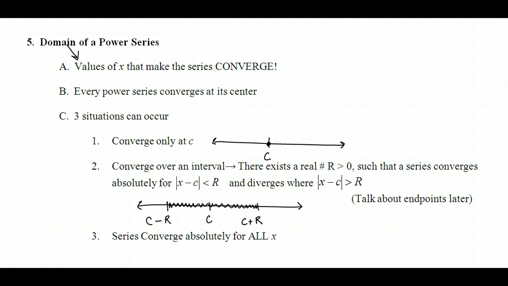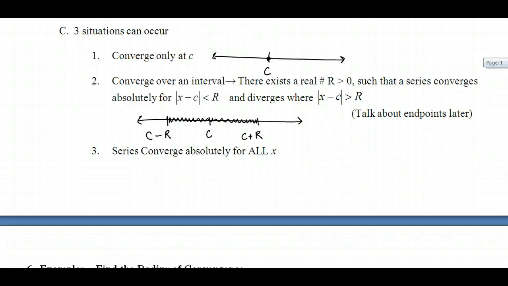But that's where you will converge over a given interval. And then the third situation is that your series can converge absolutely for every single value of x. And these actually end up being really nice, because here's your center. Well, they converge no matter what. It doesn't matter what number you plug in there. Great, it converges over the entire real number line.